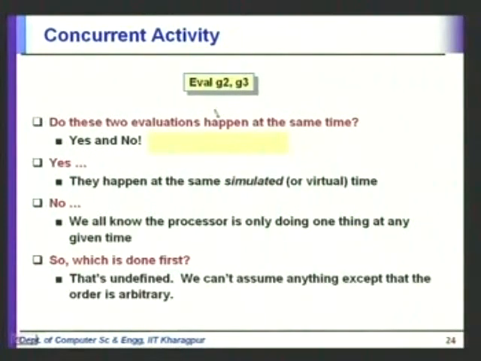So the question is, if I have two evaluations of two gates G2 and G3 to take place at the same time, do these evaluations take place at the same time? The answer is yes and no. Yes, because they happen at the same simulated time. What do you mean by simulated time? There are two times that we are talking about here. One is the real time of execution, the other is the time of the simulator. The simulator maintains its own time, that is, how much time has progressed in the simulation.